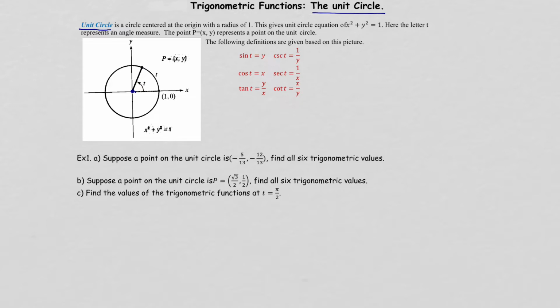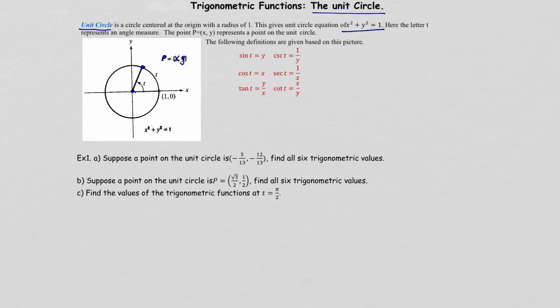And also, the unit circle equation is x squared plus y squared equals 1. And what's this P? This P is this point right here. This point will have coordinates of x and y, right?